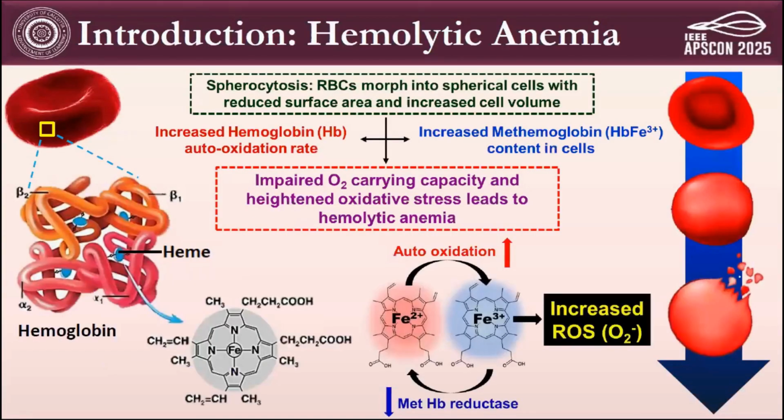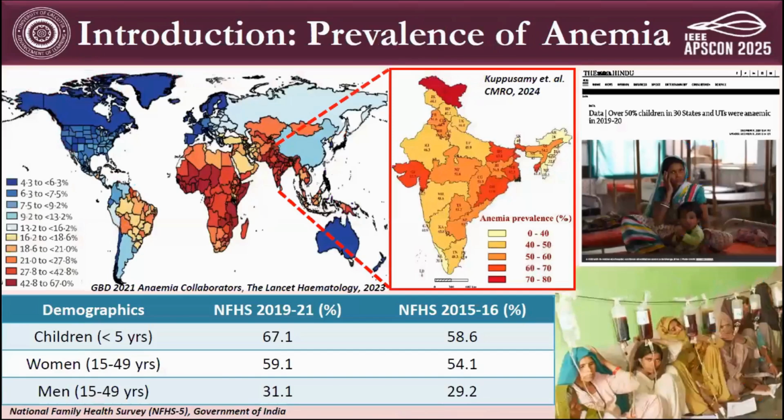Now, let us first have a look at why such a study is required. We are all familiar with the disease anemia. Almost 1/4 of the global population is suffering from it. A recent study published in the Lancet Hematology has reported that over 2 billion people are presently anemic across the globe, with most cases in sub-Saharan Africa and South Asia.